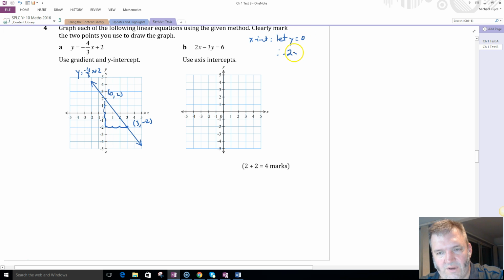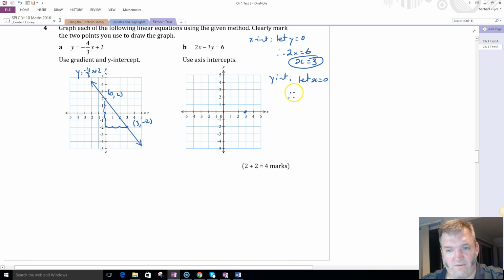That would give me 2x equals 6. The x-intercept, 6 divided by 2, is 3. Got 1 point. For the y-intercept, I let x equal 0. What does that mean I have? I have negative 3y equals 6, divided by negative 3, y equals negative 2.